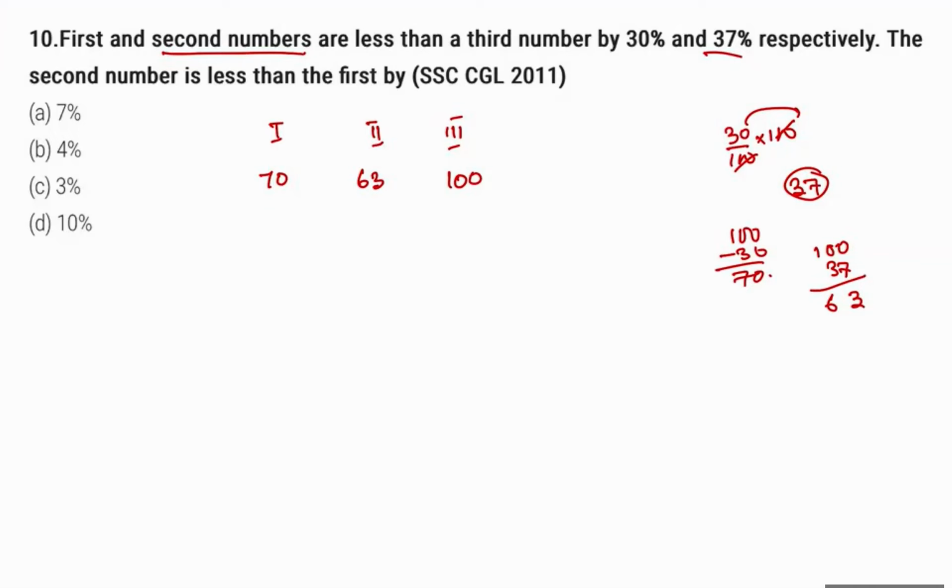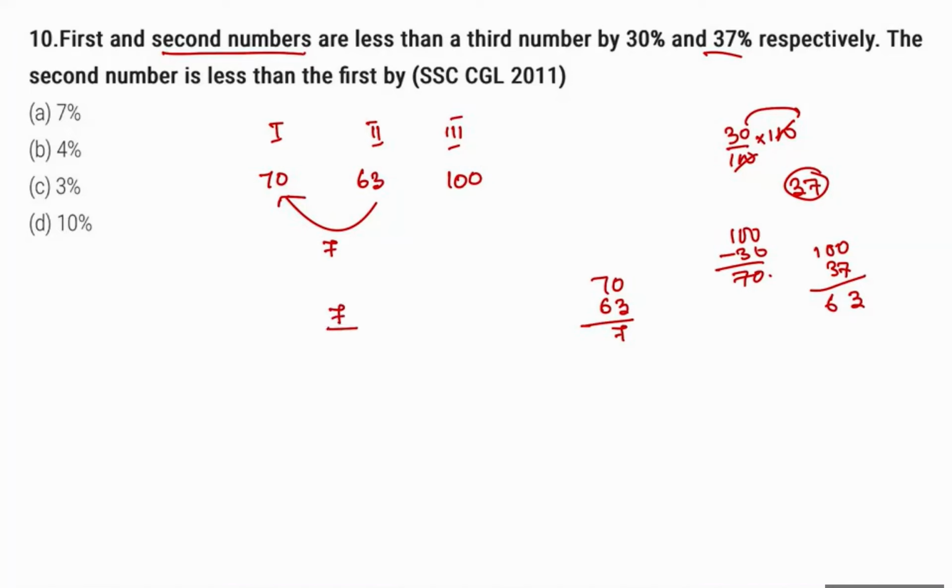Now the question: the second number is less than the first by what percent? Here the first is 70 and the second is 63, so the difference is 7. The percentage is 7 out of the first number.